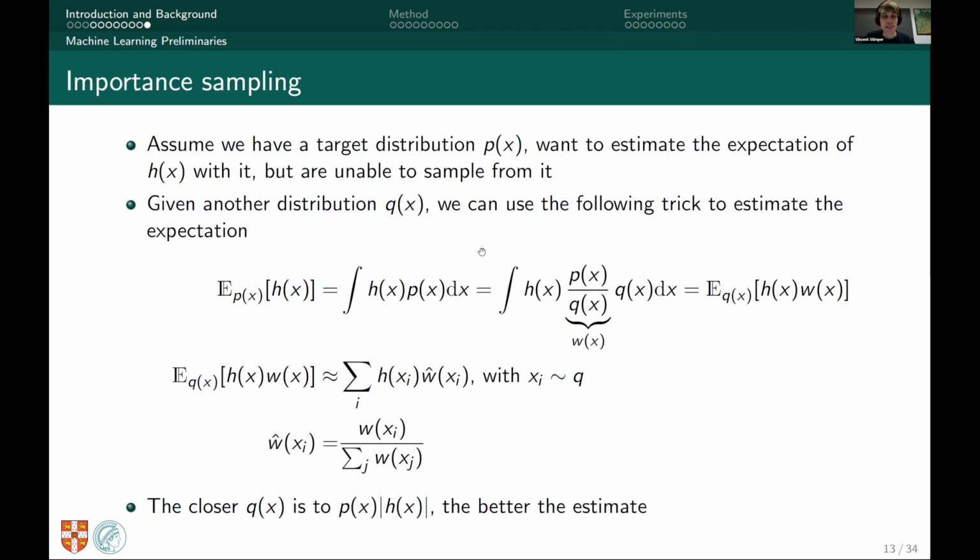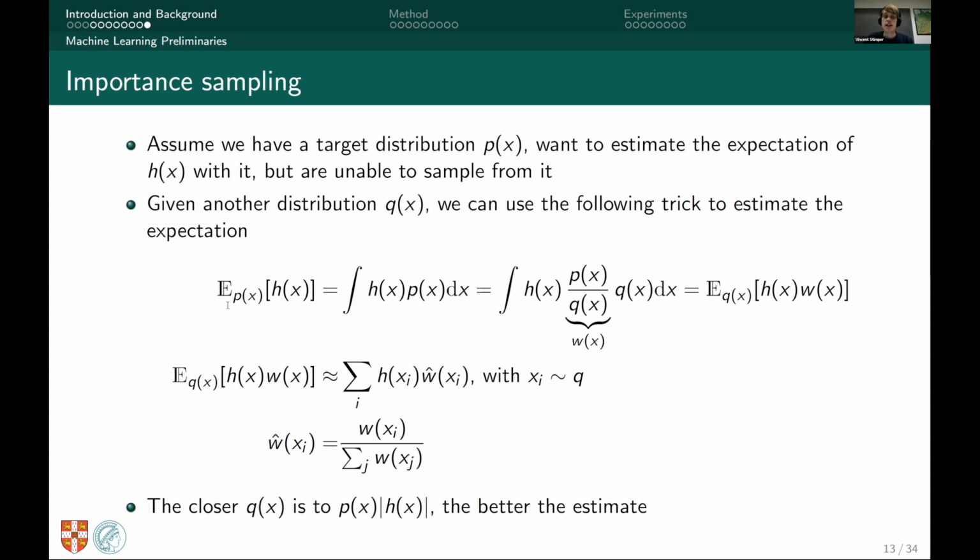So assume we have some target distribution P, and we want to estimate an expectation of some function H over this distribution P, but we are unable to sample from P. That is, for instance, our Boltzmann distribution. We can compute this expectation by using another distribution Q, and then use the following trick.